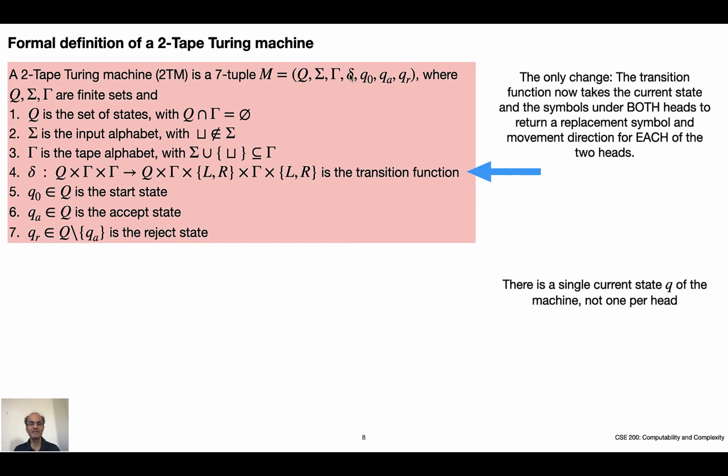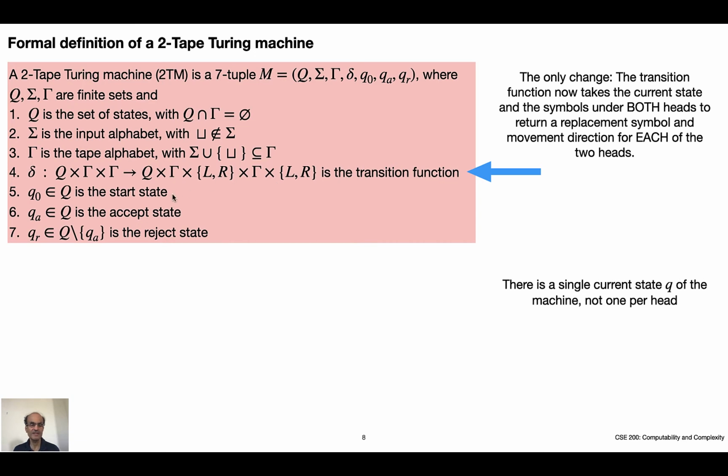Most importantly, the transition function, and this is the only place we really see a change. It takes a state, but now it doesn't take one symbol, it takes two. These are the symbols under the two heads. It gives you a new state, and it gives you the symbol to write and movement left or right. But it does that twice. This is for the first tape, this is for the second tape. So it'll tell you, write this on the first tape, move this way. Write this potentially completely different thing on the second tape, move in this potentially completely different direction.